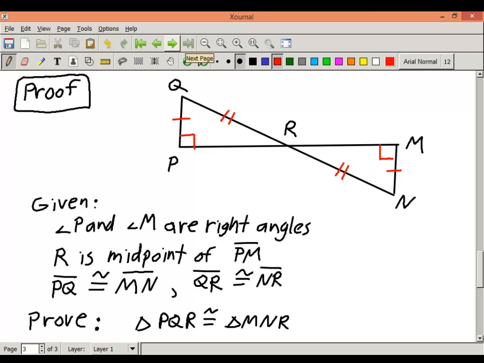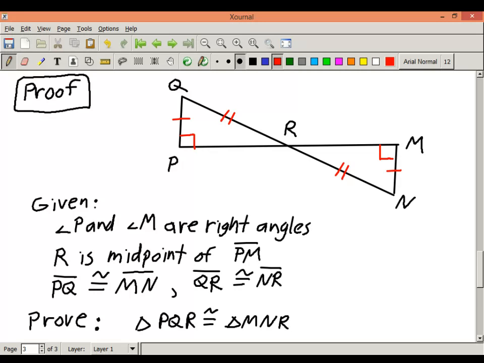So looking at the diagram, we're given that angle P and angle M are right angles. So I've got that marked off already. Angle P and angle M are right angles. We're also given that point R is the midpoint of segment PM. And we're also given that segment PQ is congruent to segment MN. So I marked both those off with a single tick mark. And likewise, we know that segment QR is congruent to segment NR. That's given, so I marked those off with a double tick mark. Now we're trying to prove those two triangles congruent. So we're trying to prove triangle PQR, the one on the left, is congruent to triangle MNR.